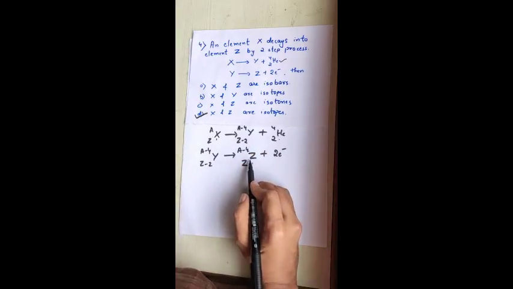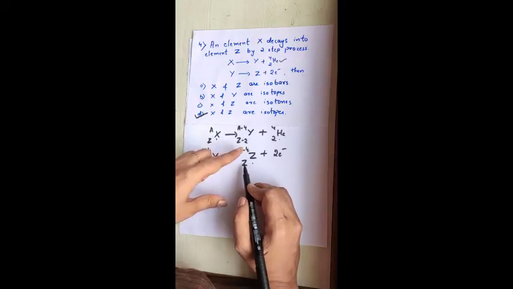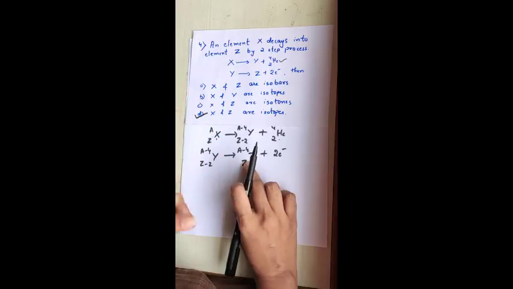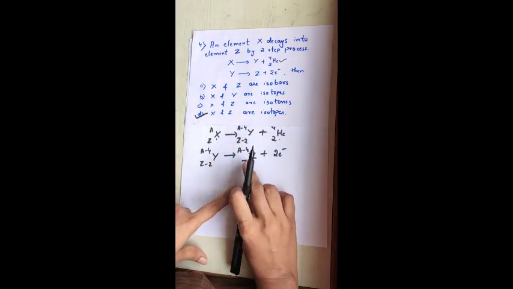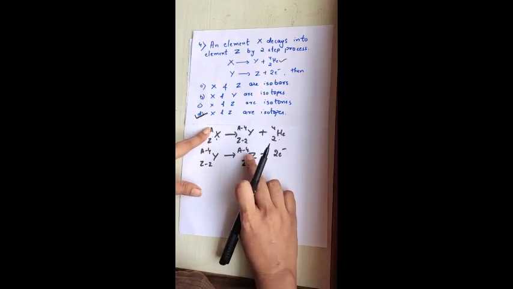X and Z, they have the same neutron number, right? A minus Z is one answer, A minus 4 minus Z is another answer. Therefore, they don't have the same neutron number and they can't be isotones. So the only option left is X and Z are isotopes, where they have the same number of protons and different mass number or different number of neutrons.